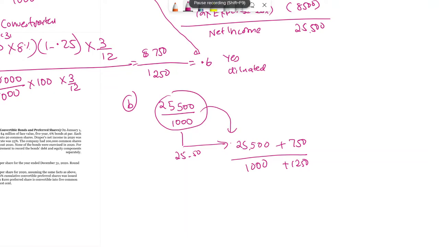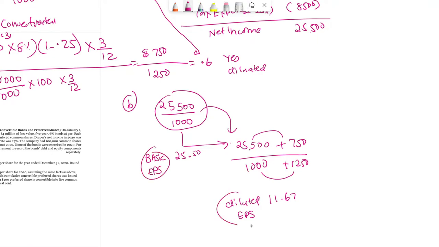So now if we put everything together, add the top numbers, add the bottom numbers, you're going to get an earning per share, which is going to be called diluted earning per share. So this is diluted, and this is your basic earning per share. We have two things, basic, but the question is asking for you to do a diluted earning per share.